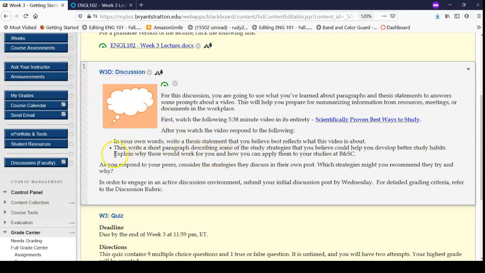So then when you go back in and read what your classmates and your peers have written, you can talk about the strategies that they have discussed and what maybe you could recommend to them or they may recommend to you. So you guys are doing a fantastic job in the discussion board.